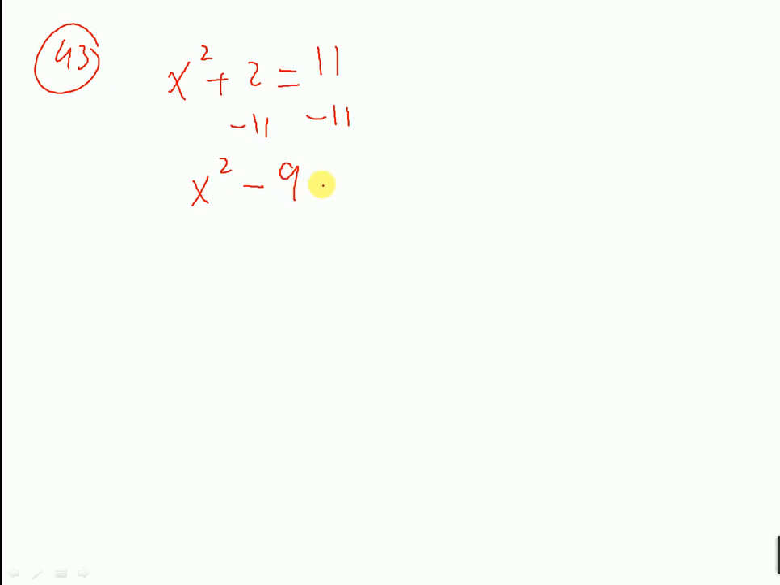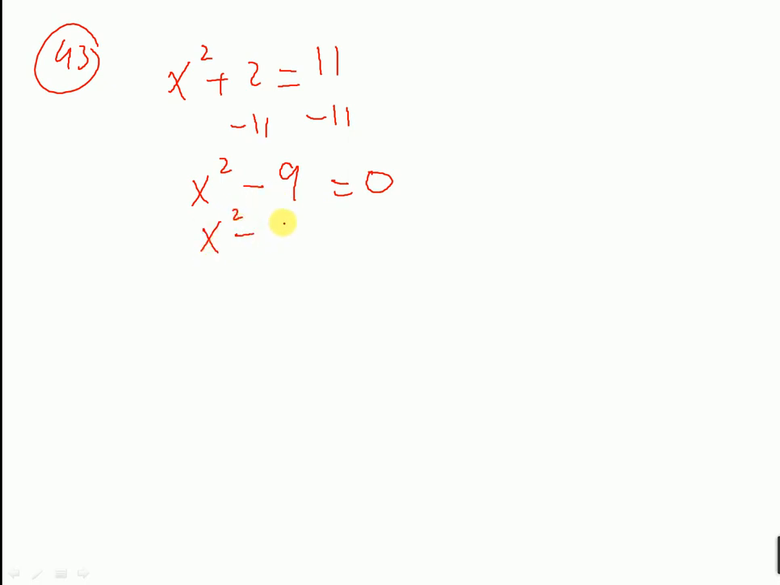The next one is 43. Solve the equation by zero factor property. So x squared plus 2 equals 11. Okay. So you can move the 11 to one side. So x squared plus 2 minus 11, that's minus 9, equal to 0, right?